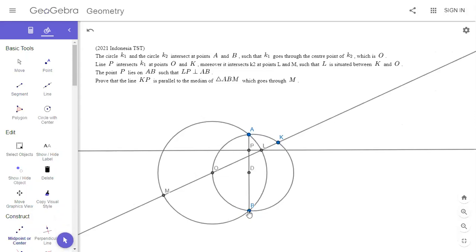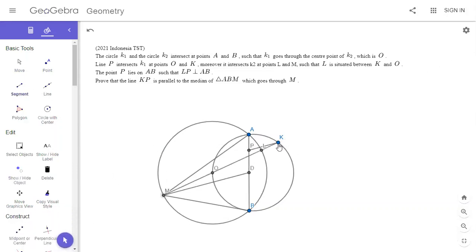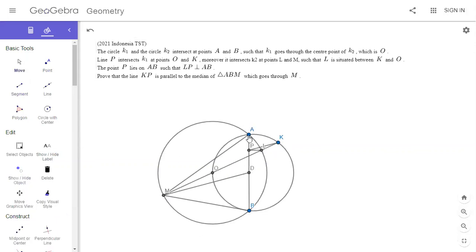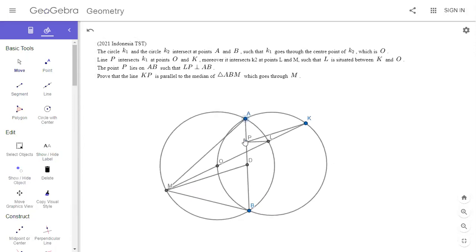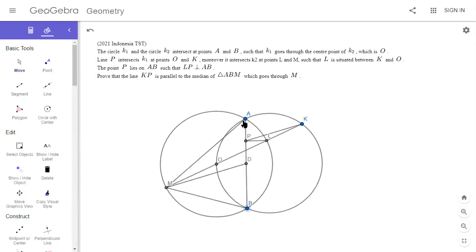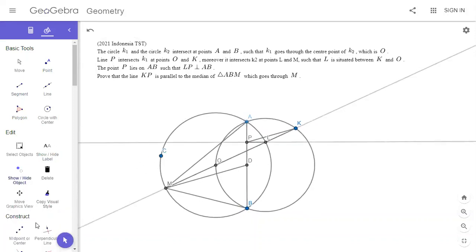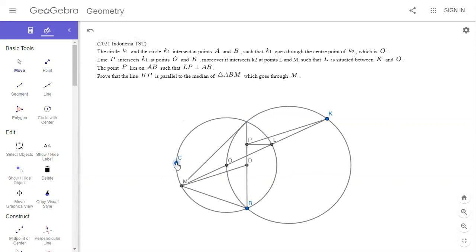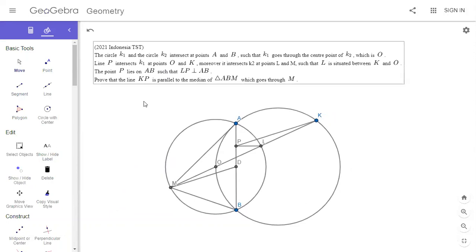So I'm going to draw the midpoint of AB, which I'm going to call D. And we want to show PK is parallel to MD. All right. This feels kind of familiar to me. I don't know if I've seen this exact problem before, but I feel like maybe I've seen something similar. Let me unhide this. Whoops. All right. So we want to show MD is parallel to PK.